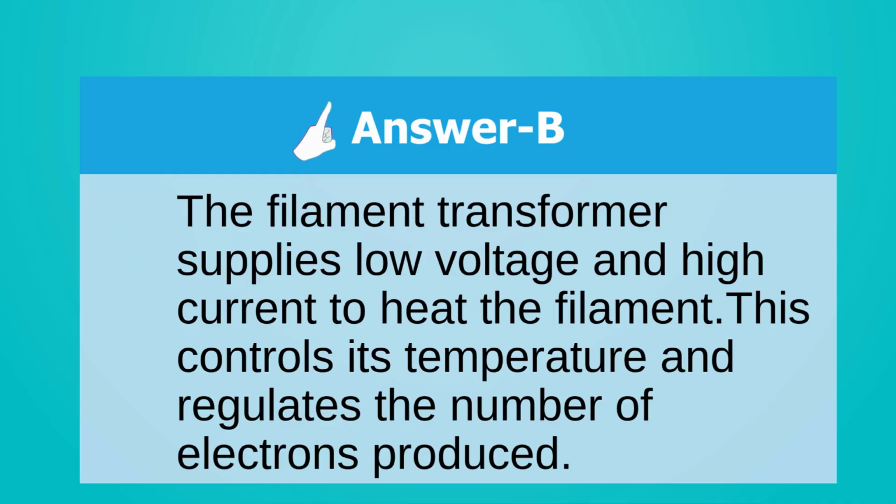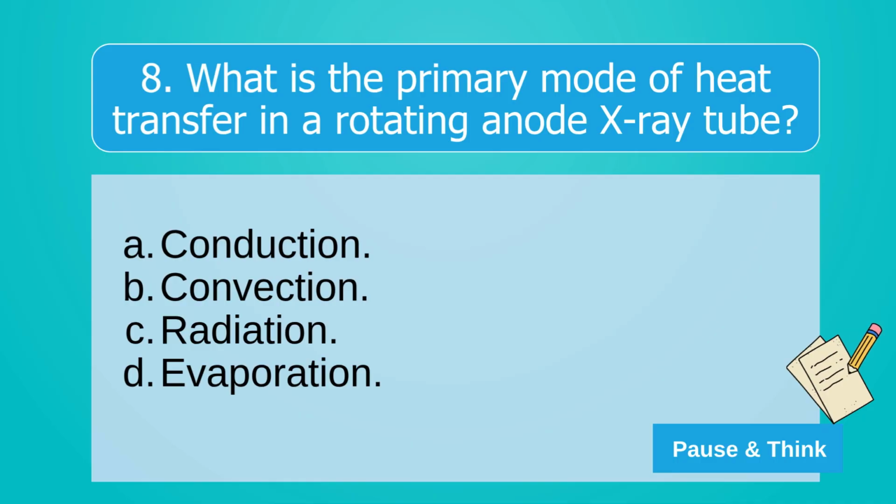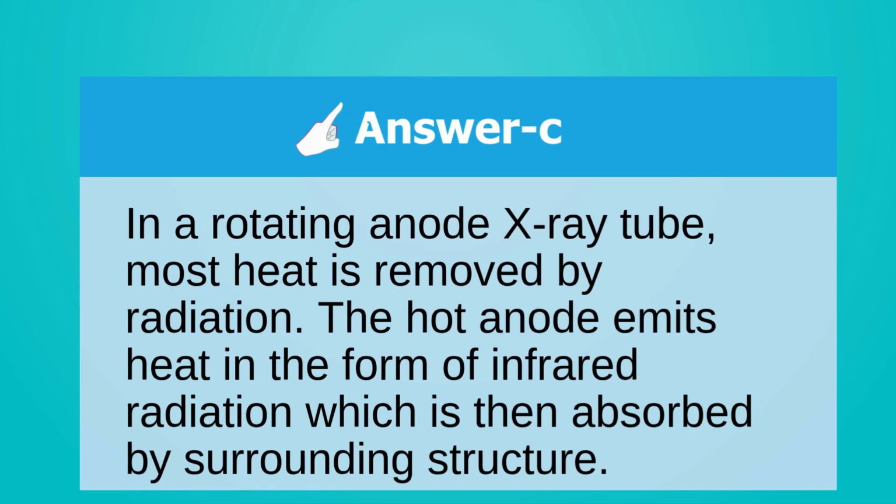What is the primary mode of heat transfer in a rotating anode X-ray tube? Option A, conduction. Option B, convection. Option C, radiation. Option D, evaporation. The correct answer is option C, radiation. In a rotating anode X-ray tube, most heat is removed by radiation. The hot anode emits heat in the form of infrared radiation, which is then absorbed by surrounding structures.